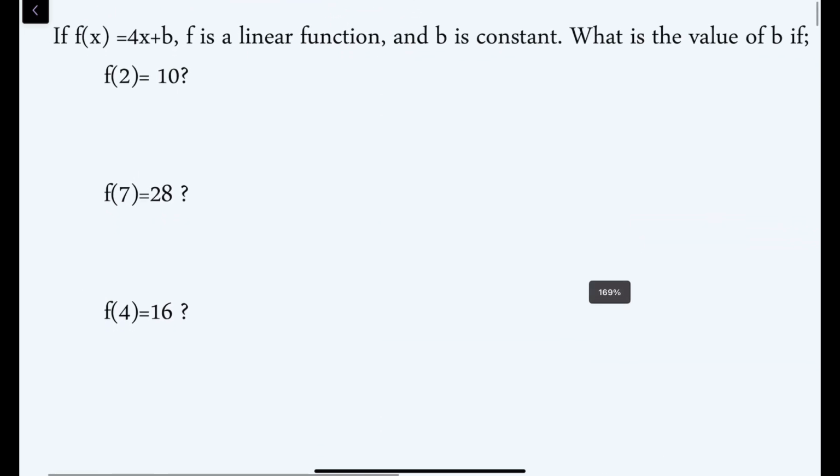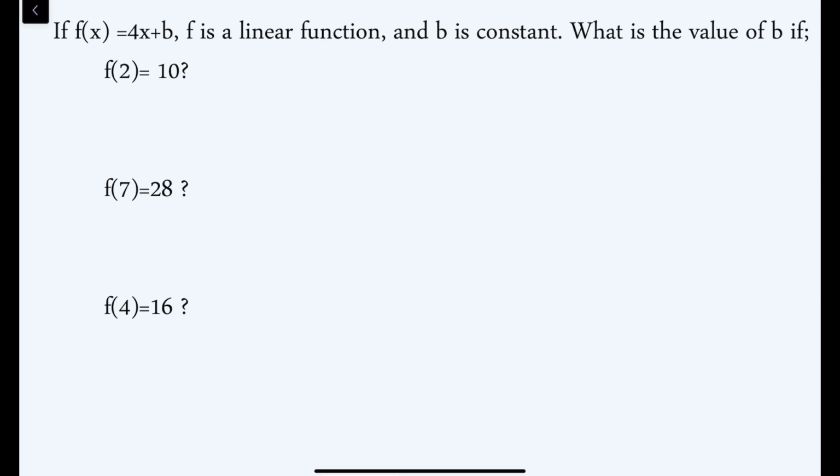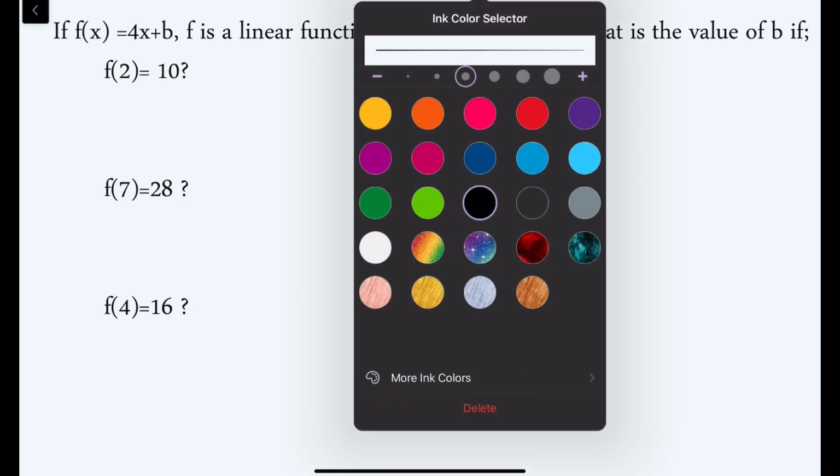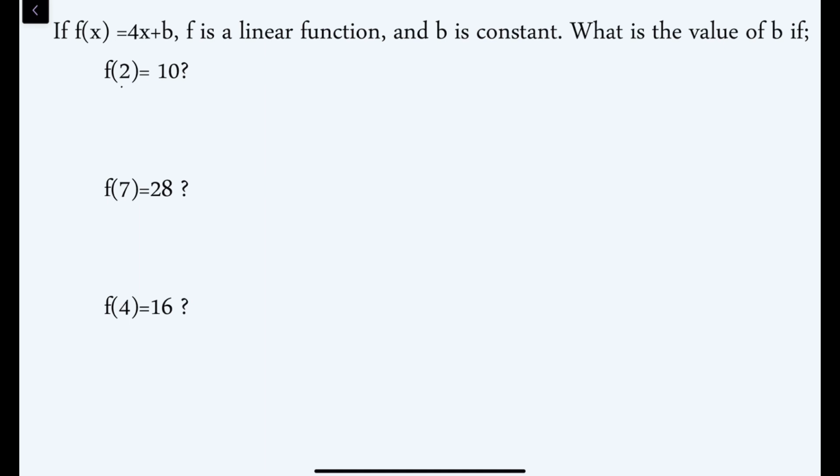Okay, let's be a little more challenging now. If f of x is equal to 4x plus b, a linear equation, right? We saw that earlier. f is a linear function and b is constant. What is the value of b if f at 2 is equal to 10, f at 7 is equal to 28, or f at 4 is equal to 16? So now what they're telling us, they're giving us an x and a y. They're saying if x is equal to 2 and y is equal to 10, or just f of x, right, is equal to 10, as we talked about earlier, what is b?